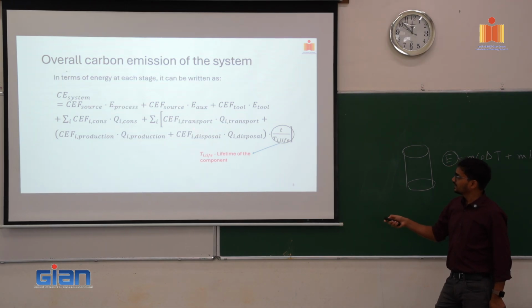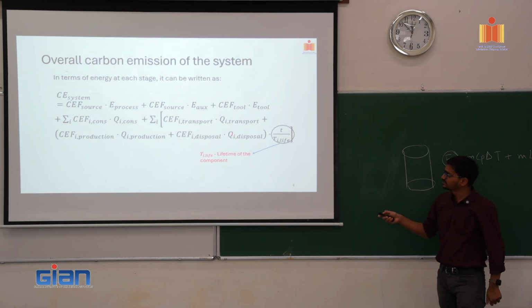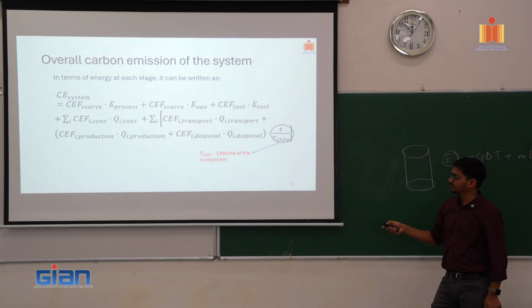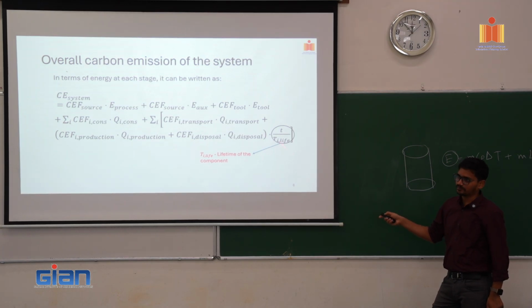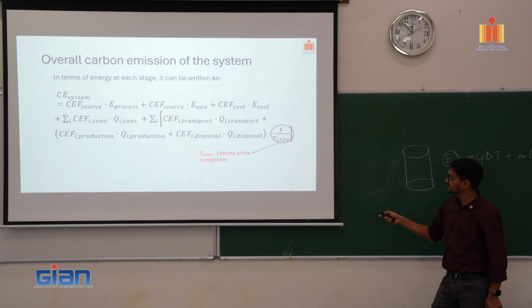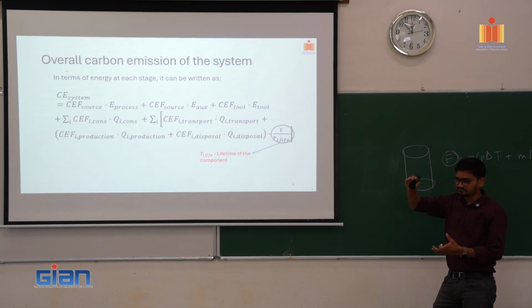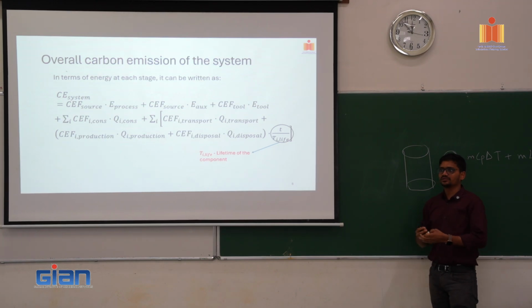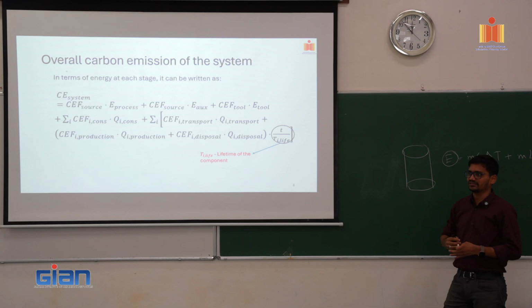Now here you see that in this equation you have the term T life for a particular component, which is basically the lifetime of the component. If you want to reduce the carbon emission for a system, you need to increase this lifetime. If you increase this value, the overall carbon emission will go down. So one of the easiest ways to decrease the carbon emission is to increase the lifetime.